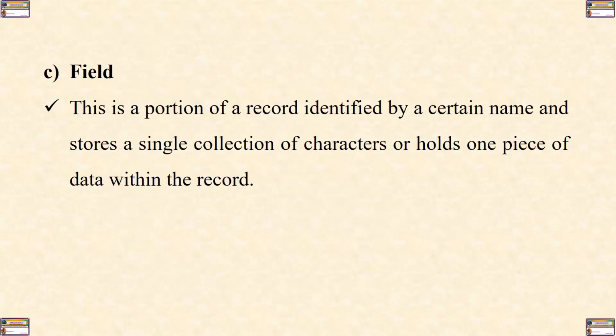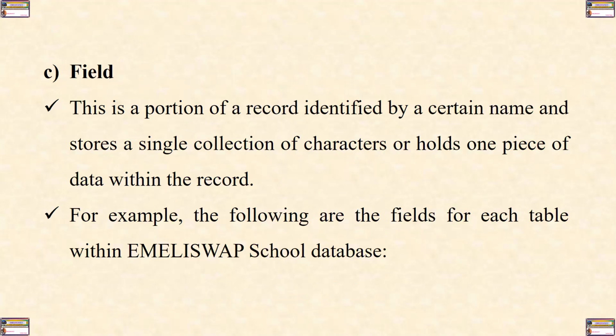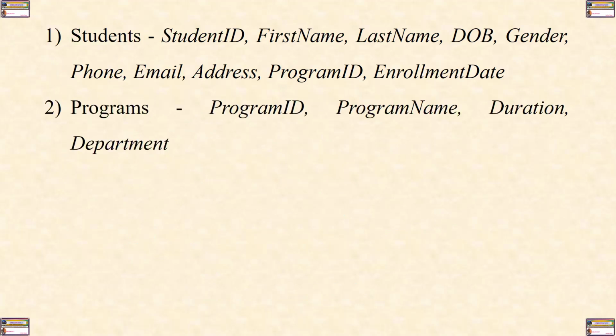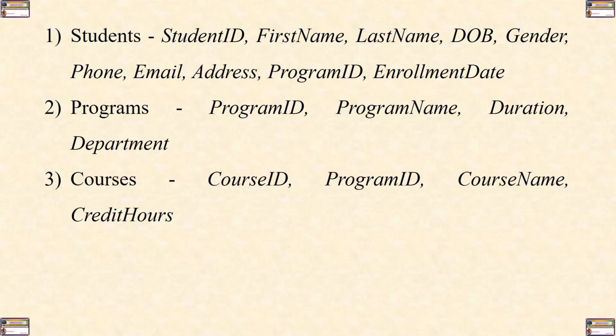And therefore, some examples of fields that we are going to have in our database that we are going to create by the name Emily Swap School will be as follows. In the students table, we shall have the following fields: student ID, first name, last name, date of birth, gender, phone, email, contact address, program ID, and enrollment date. In the table called programs, we shall have the following fields: program ID, program name, duration, and department.